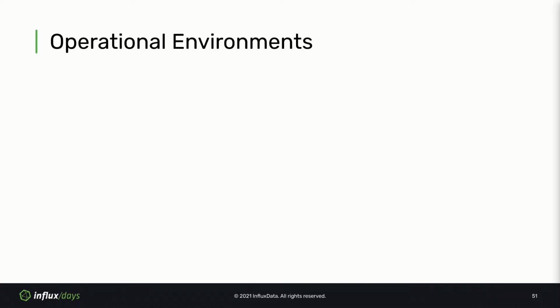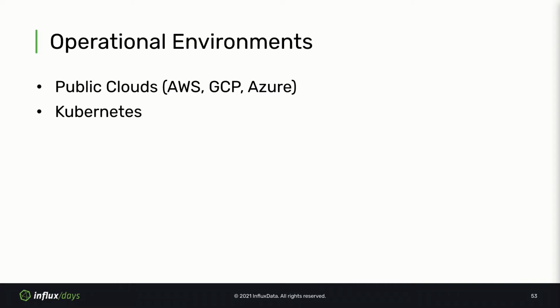All right. So the other thing as we're building this is that it's important for us to think about where IOx is going to be deployed. This kind of informs how we're creating it. So the first obvious thing is the public cloud environments, AWS, GCP, and Azure. We currently operate in all three of those environments, and IOx needs to do so as well.